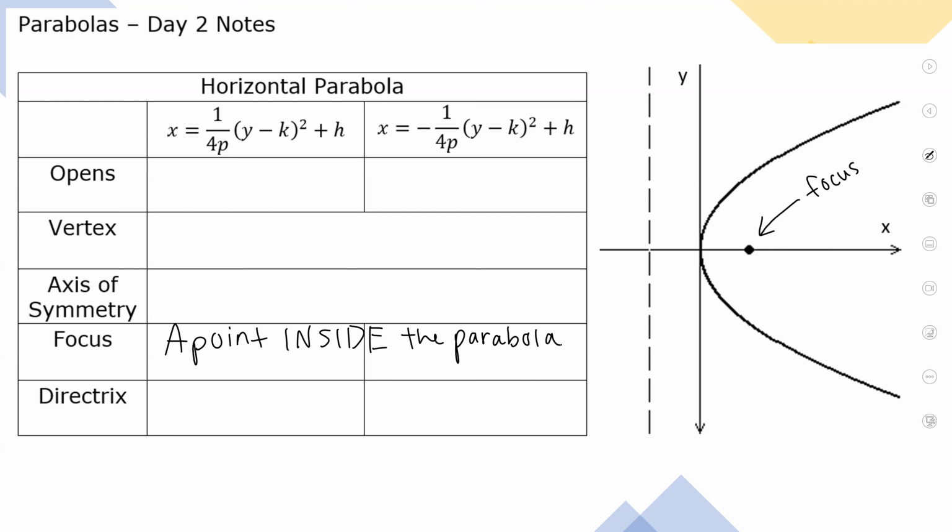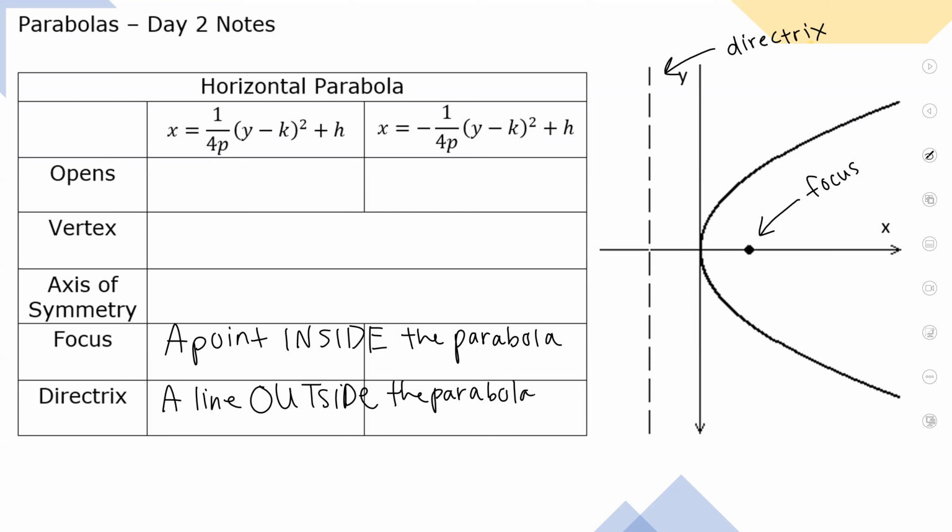Also, we're going to go ahead and label the directrix. This vertical line here is the directrix. Do you guys remember the definition of a directrix? Yes, I heard someone say it. It's a line outside of the parabola. So let's write those definitions down. So that doesn't change from yesterday.